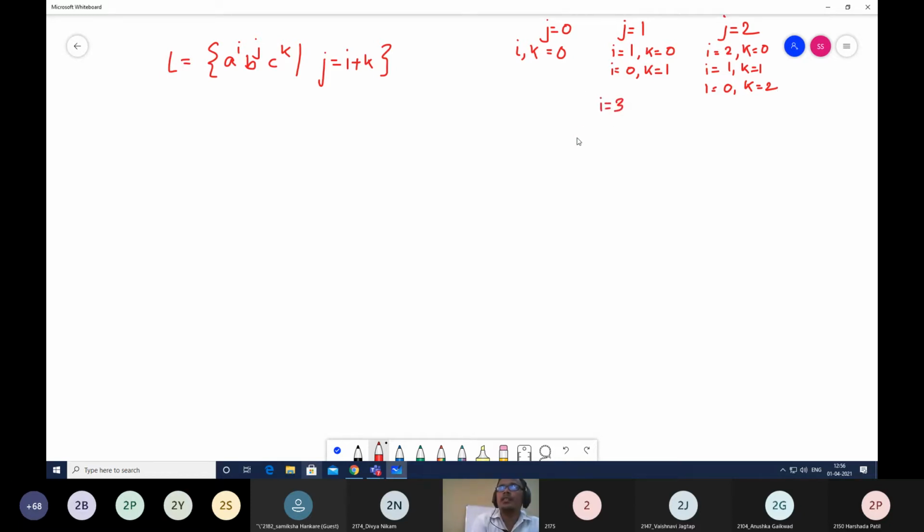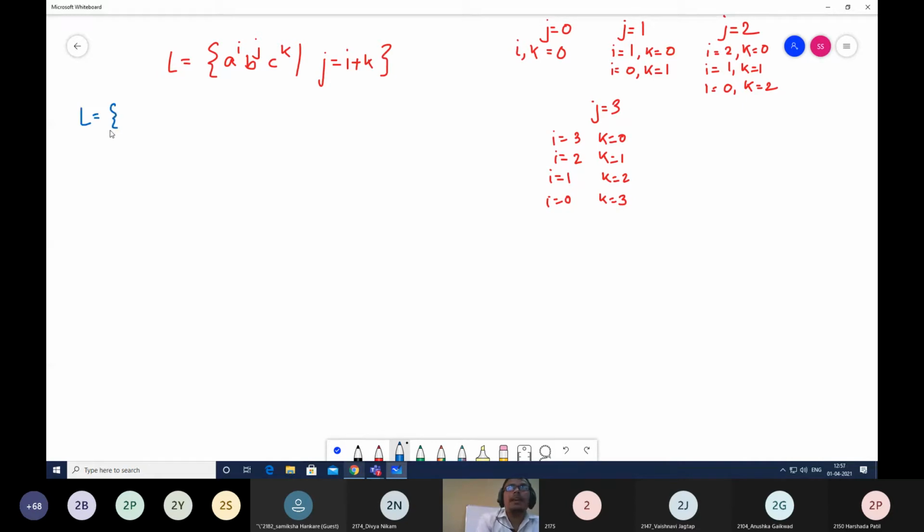What will be the case with j equal to 3 now? i can be either 3 and k is 0, i can be 2 and k is 1, i can be 1 and k is 2, and i is 0 and k is 3. I hope you have understood how I am making combinations of i and k in order to get my total of j as either 0 or 1 or 2 or 3.